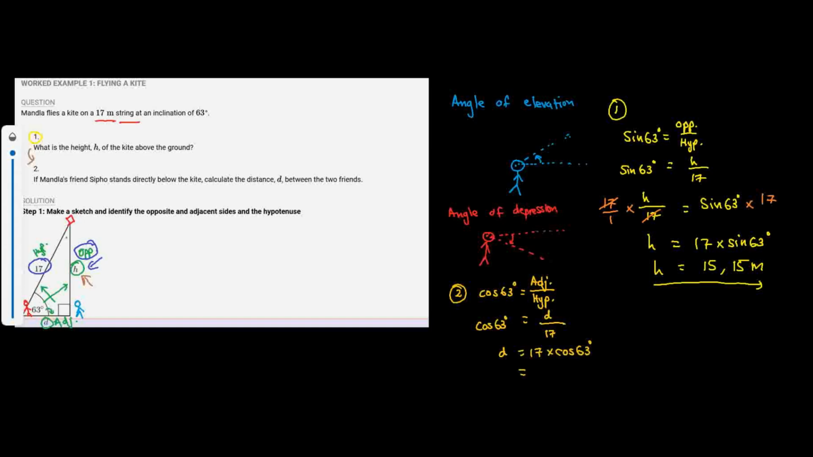Let's enter that into our calculator. And your final answer should be 7.72 meters, if I'm rounding to 2 decimal places. So that basically sums up our first example. Now let's look at example 2 very quickly.